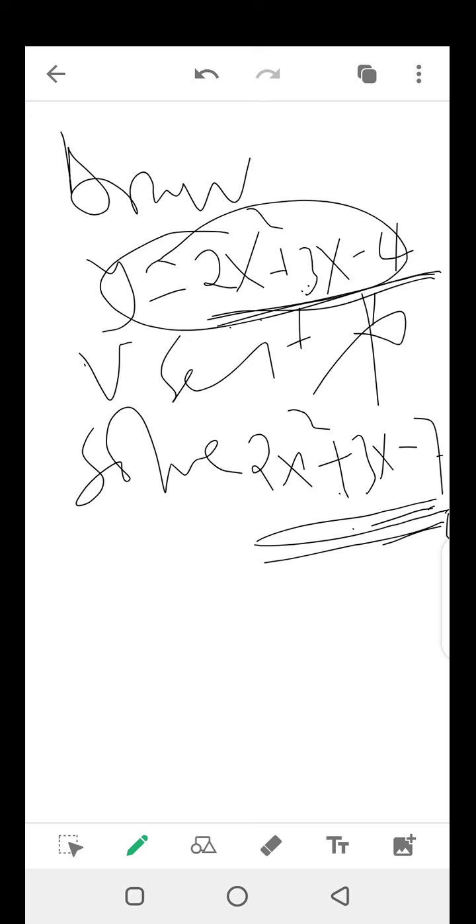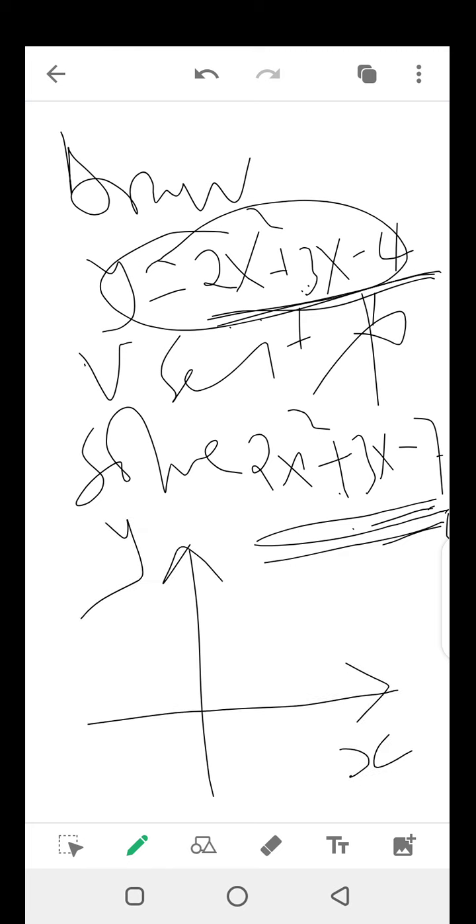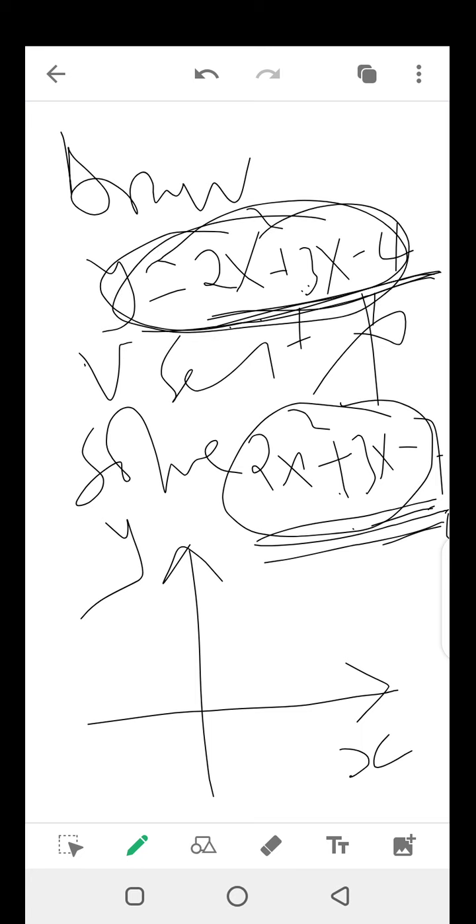So what do you do? First of all, as usual, you will first draw the curve. Kindly take note of this. Here they have told you to draw a certain curve, which is 2x squared plus 3x minus 4. Then they have said use it to solve 2x squared plus 3x minus 7. These two equations are different. So what do you do to solve this?